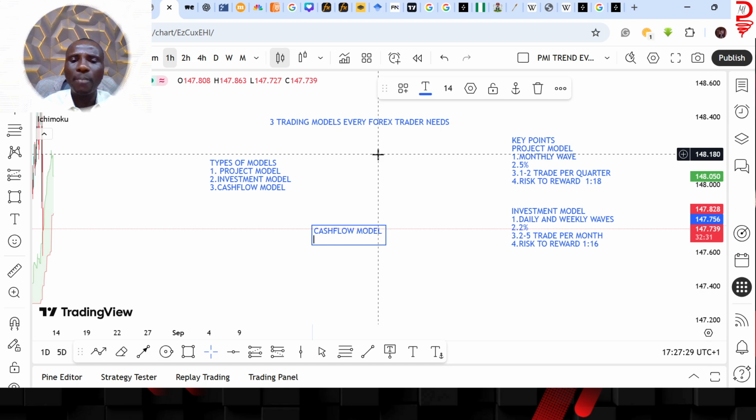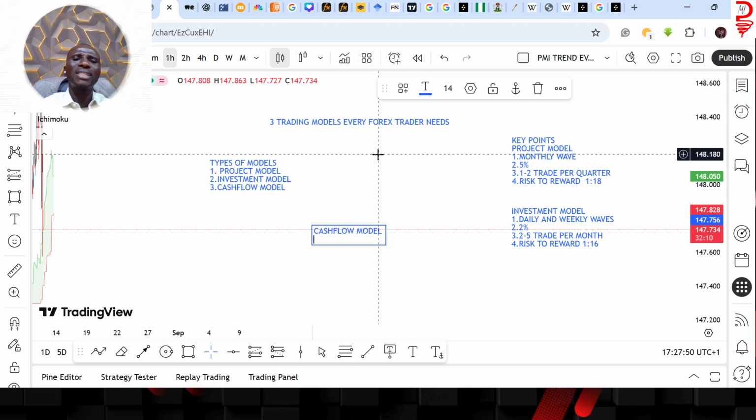This is going to help you to generate cash flow on a weekly basis. This is very important, and we believe that if people can really engage these three different types of models in their forex trading, it is going to really help them to relax and trade with a relaxed mind.